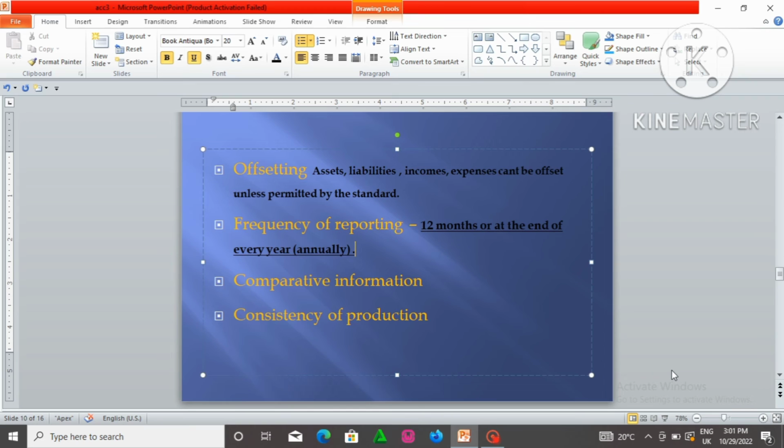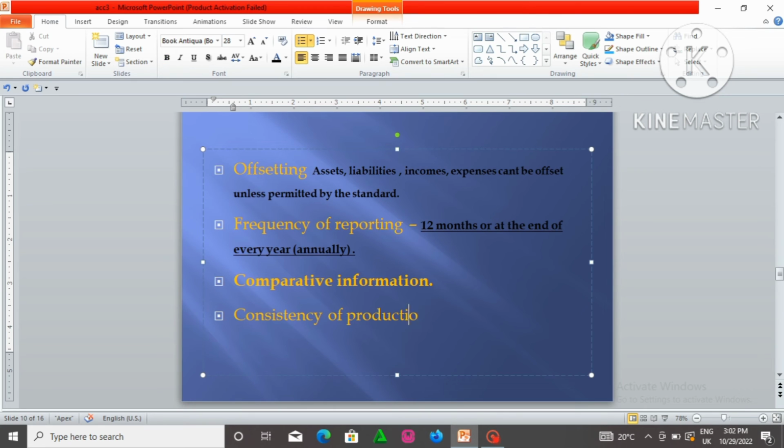And then we have comparative information. In general, IAS 1 requires that entities should present comparative information in respect of the previous period for all amounts reported in the financial statements. This is the minimum. So they should at least present comparative information in respect of the previous period for all amounts reported in the financial statements. Comparatives should also be given for narrative information if this would be relevant to an understanding of the current period's financial statements.